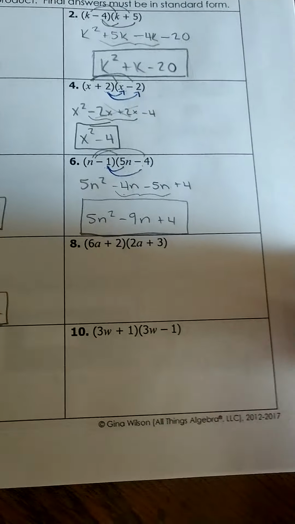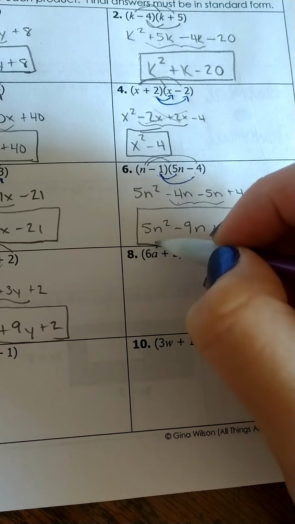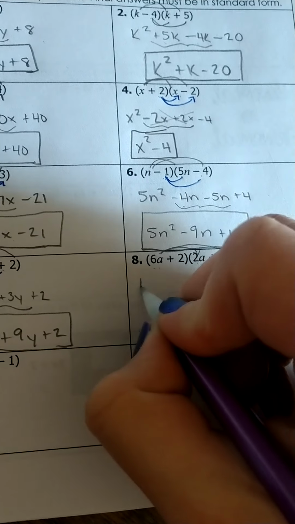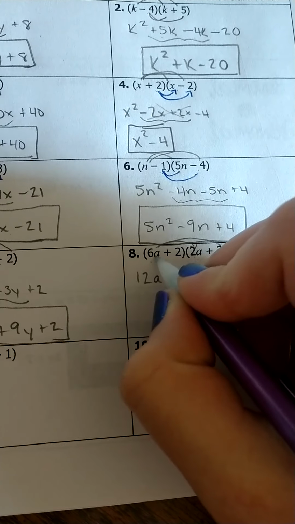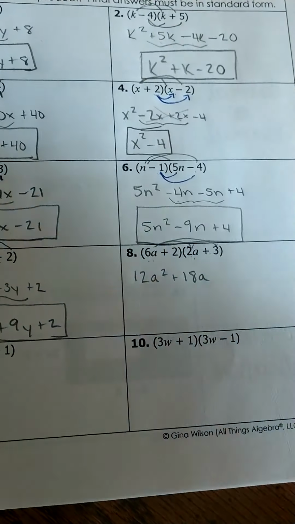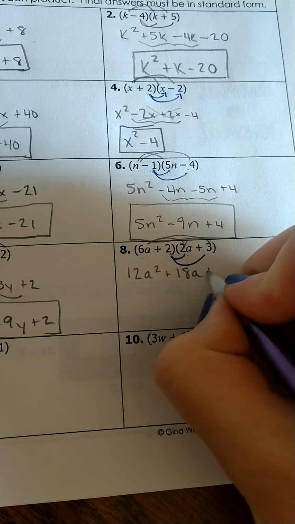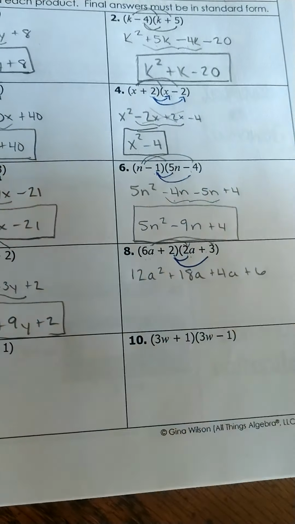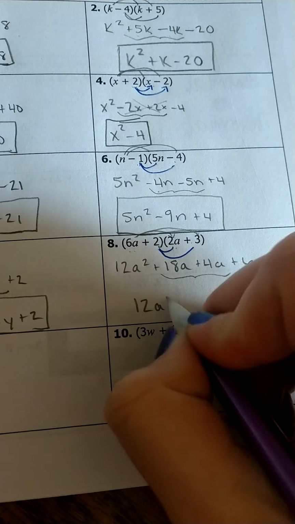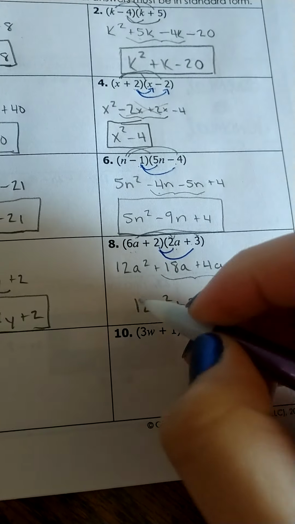Number 8. Kind of the same. You still have numbers in front on both of these. So 6a times 2a. 6 times 2 is 12. A times a is a squared. 6a times 3. 6 times 3 is 18. Bring down the a. Then we've got 2 times 2. So 2 times 2a is 4a. 2 times 3 is 6. My like terms. 12a squared plus 22a plus 6.